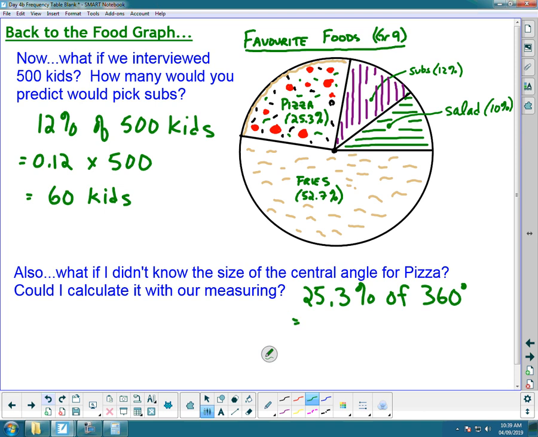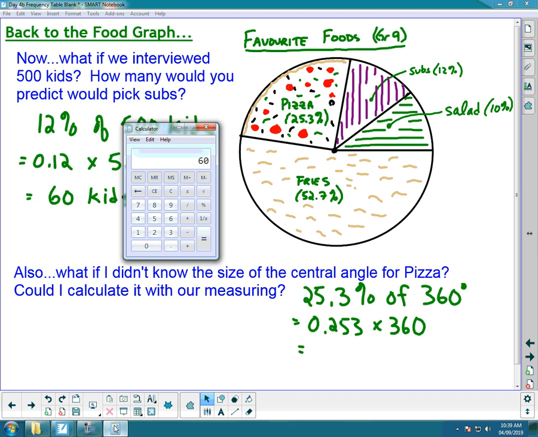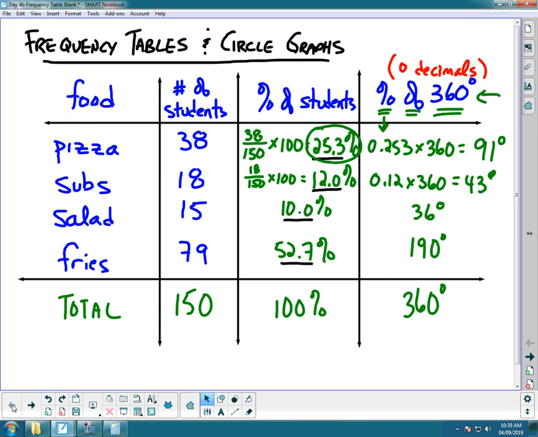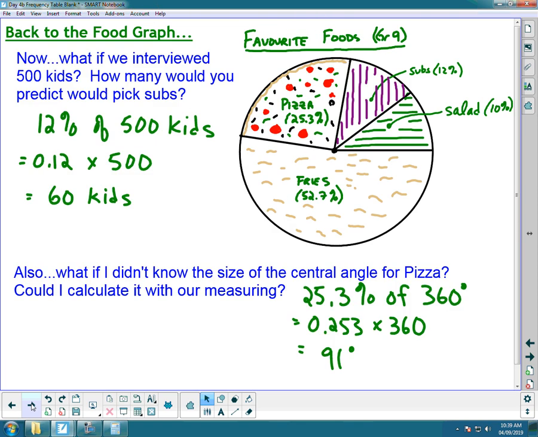Again, we'll translate this into math by converting the percent into a decimal, so 0.253 of means times 360. Check on our calculator, 0.253 times 360, and it's about 91 degrees. Now, we actually knew this. If I go back to my frequency table, we can see that we knew it was 91 degrees. But if I just gave you this graph and asked you to predict some numbers about the kids or the angles, you would again be practicing percents, which is really the whole point of today.